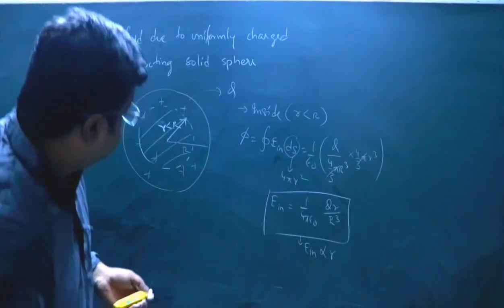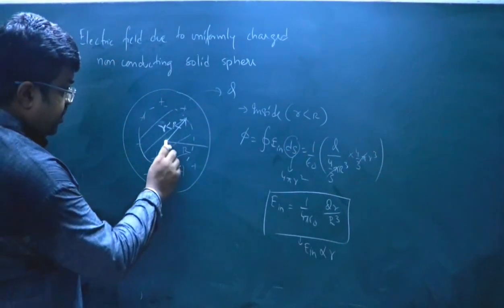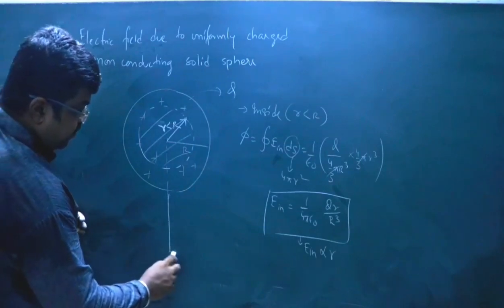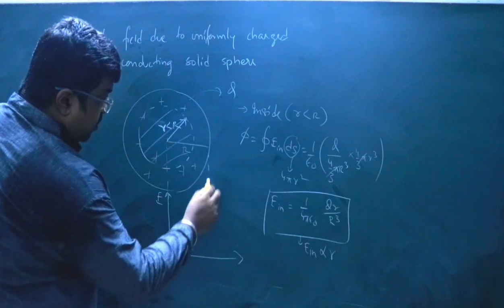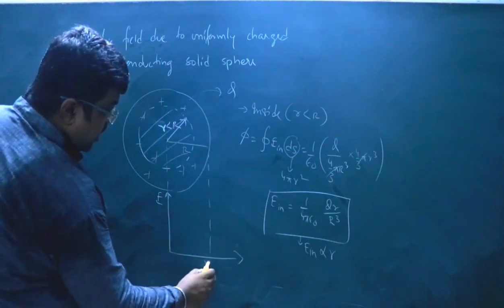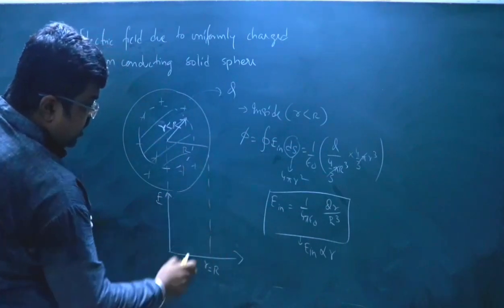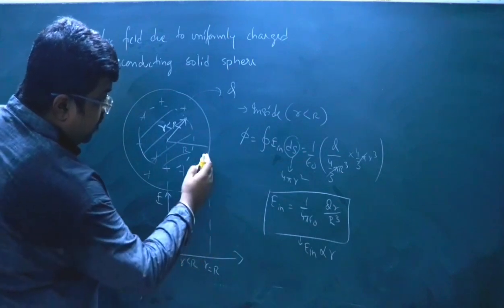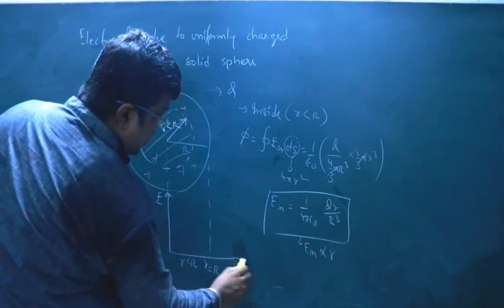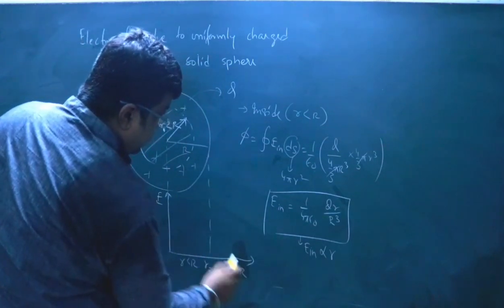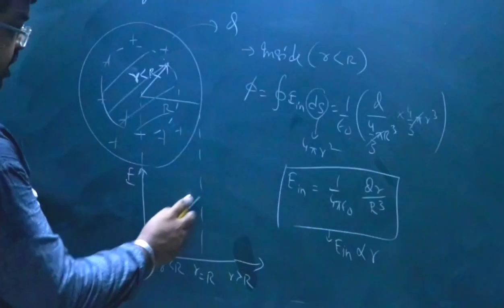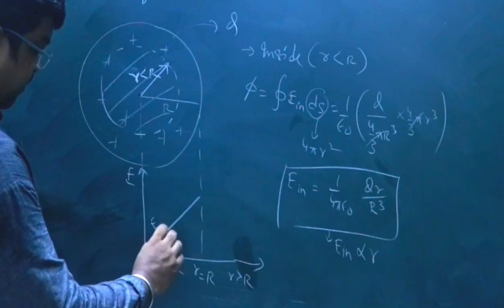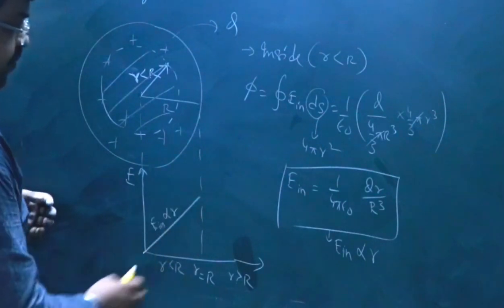So let us see this behavior graphically. So this is electric field intensity. This is on the surface, so this is r equal to R. If you are inside, this is r less than R. If you are outside, this is r greater than R. So in the interior region, this is directly proportional. At the center it is 0, so it is a straight line. So this is E in, directly proportional to r.